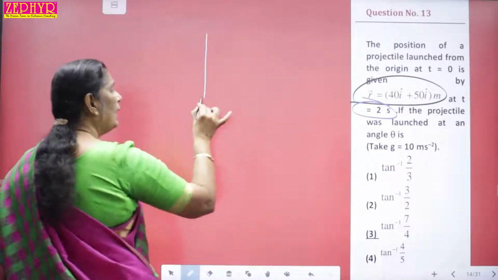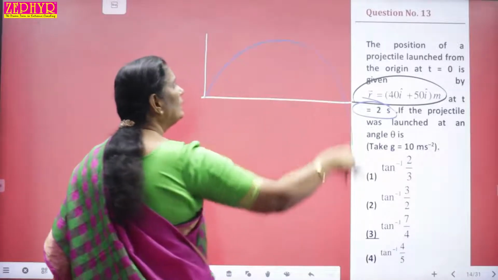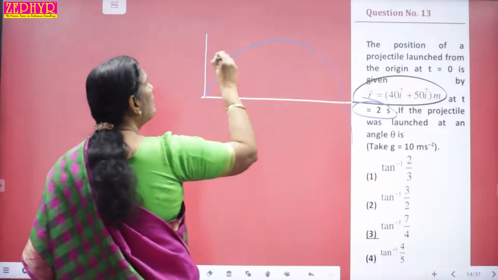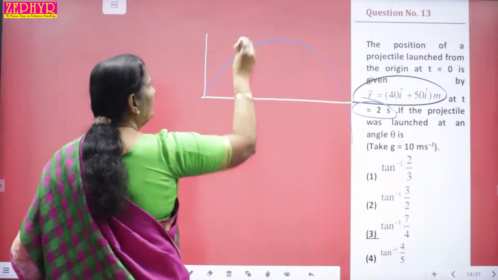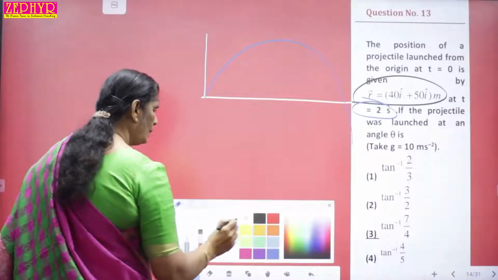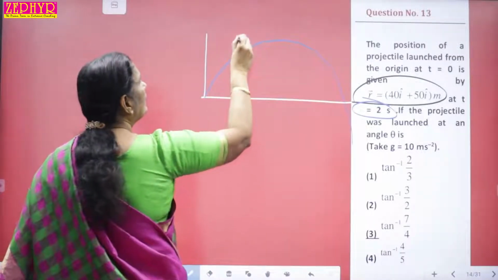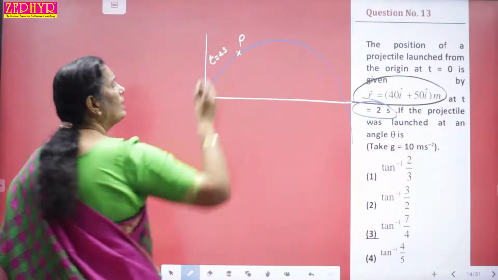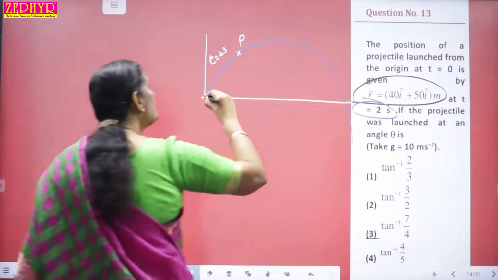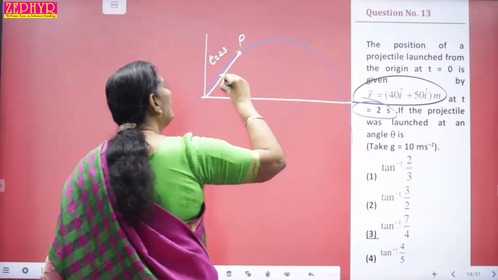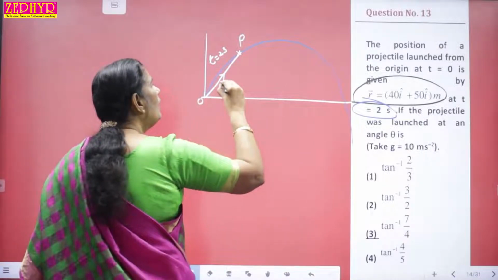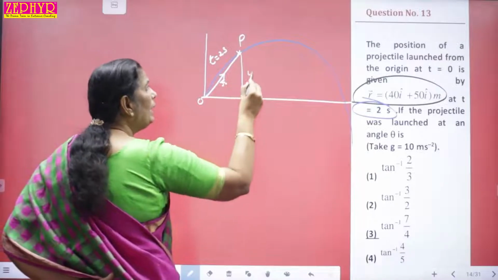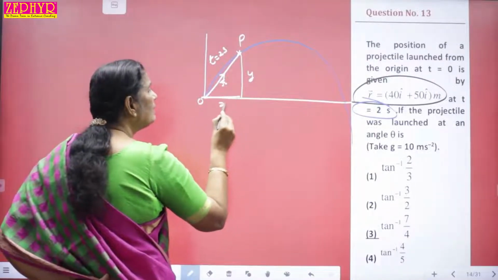So the projectile is projected in this way, and after t seconds, let us assume that it is at the point P. The time will be 2 seconds. Then the position vector, OP bar, is called the position vector. There is a slight difference in angle. Look, this is our y coordinate and this is our x coordinate.